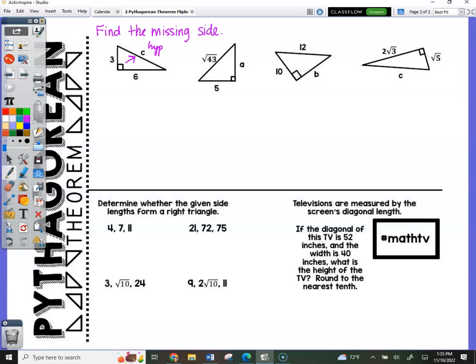Plug the sides in. So this would be 3 squared plus 6 squared equals c squared. The idea is to solve for c. Go to your calculator and enter 3 squared plus 6 squared and see what you get. 45. All right, now, how do we undo something that is squared? Square root. Okay, we're going to square root both sides.